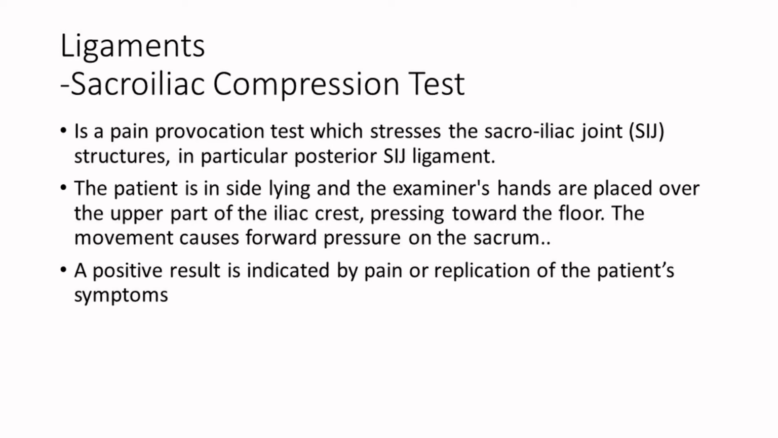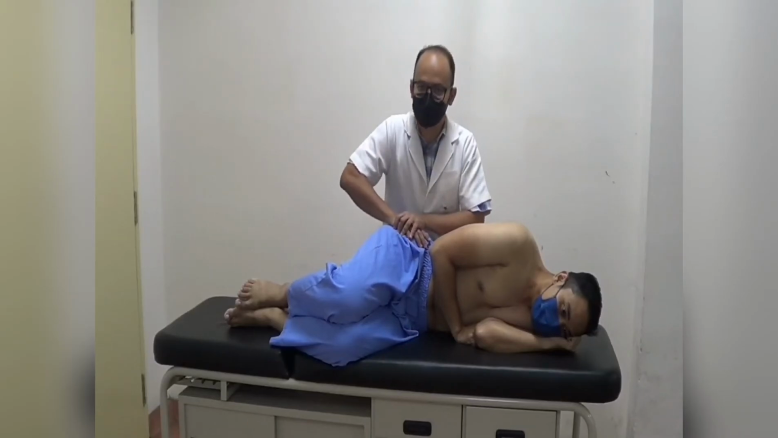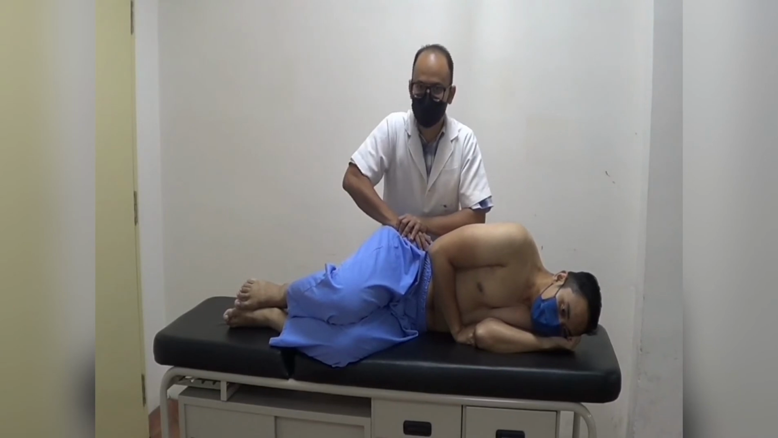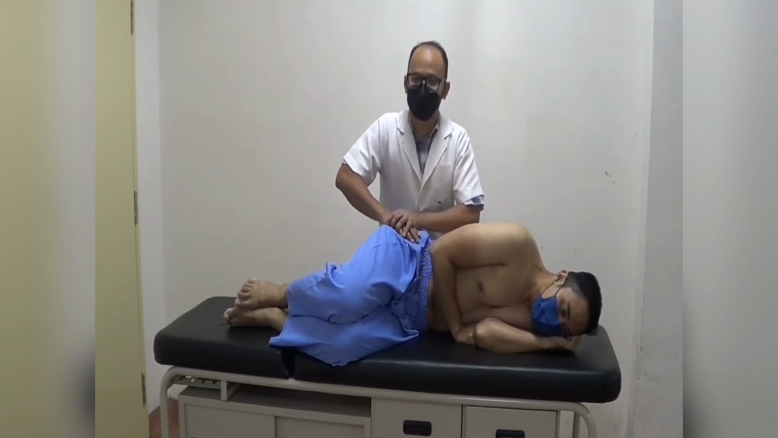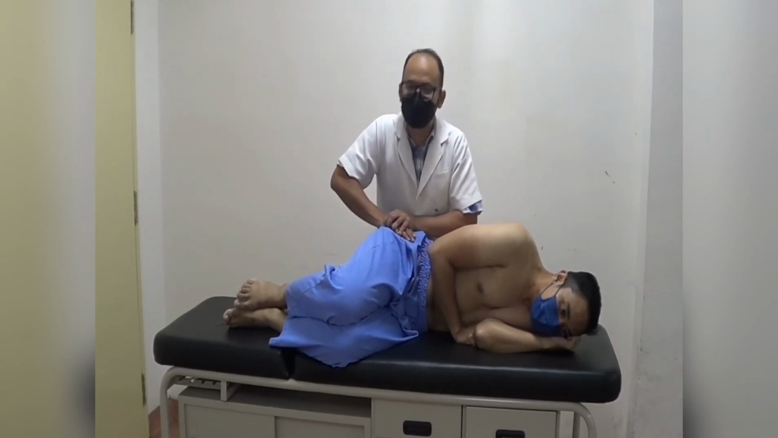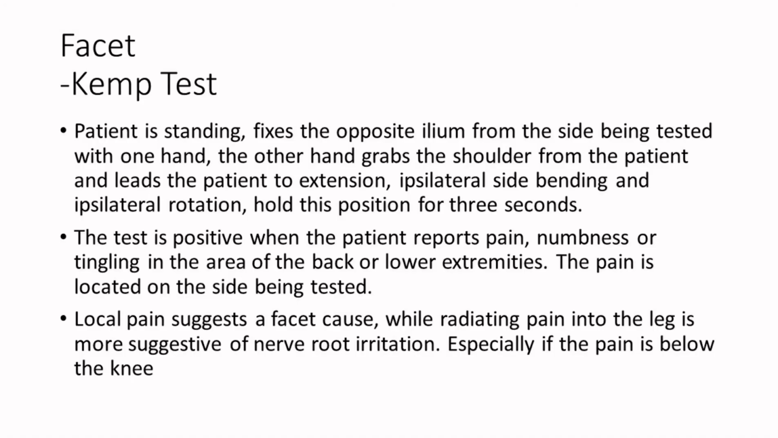Other than that, we can perform sacroiliac compression test. The patient is lying on his side, and the examiner's hands are placed over the upper part of the iliac crest, pressing toward the floor. A positive result is indicated by pain or replication of the patient's symptoms.